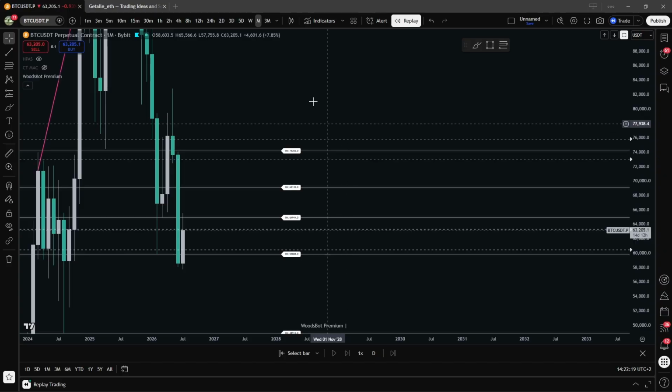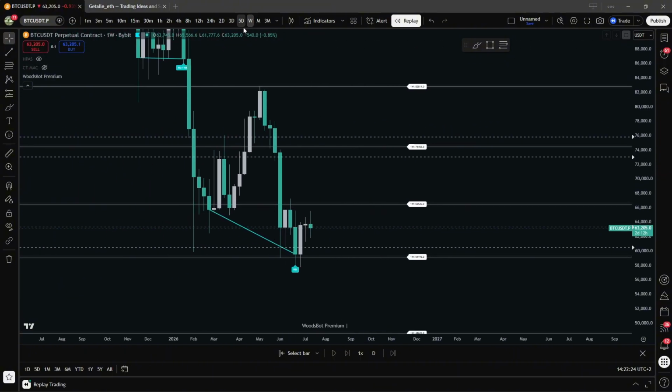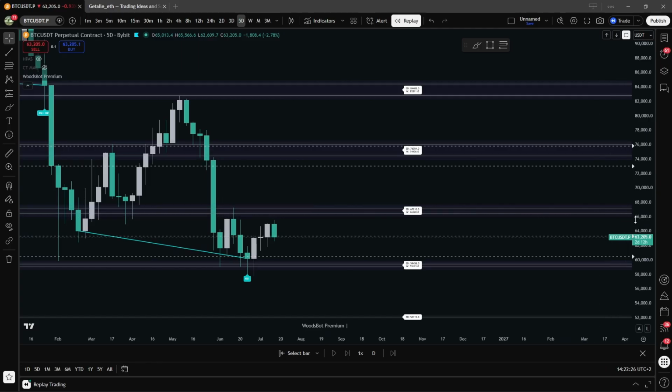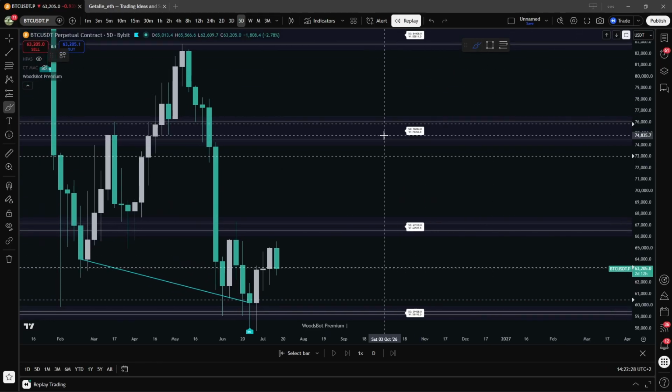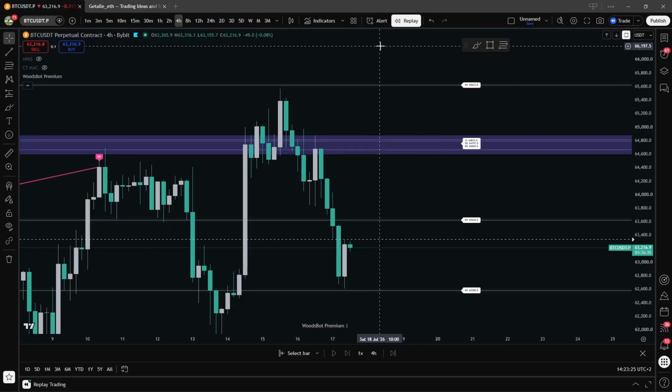So if you plan your trades and you go to the weekly or the 5-day, and you see, okay, this is a weekly level, but also a 5-day confluence level, it adds up, you know. The more time frames align with each other on one area, on one zone, the stronger it is. I hope that makes sense. And this is what, in my opinion, makes this indicator special.